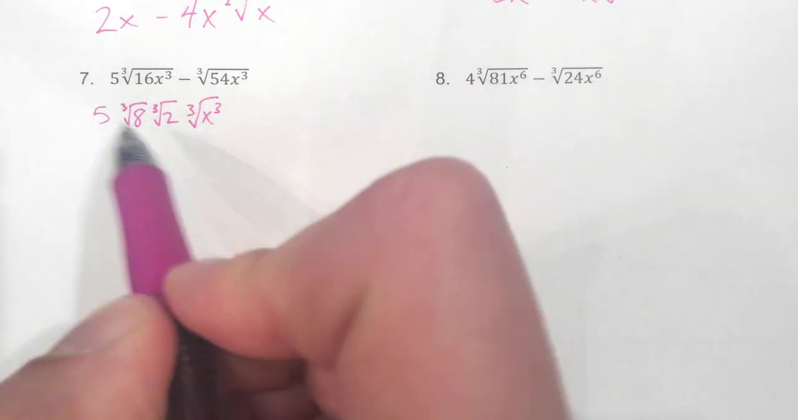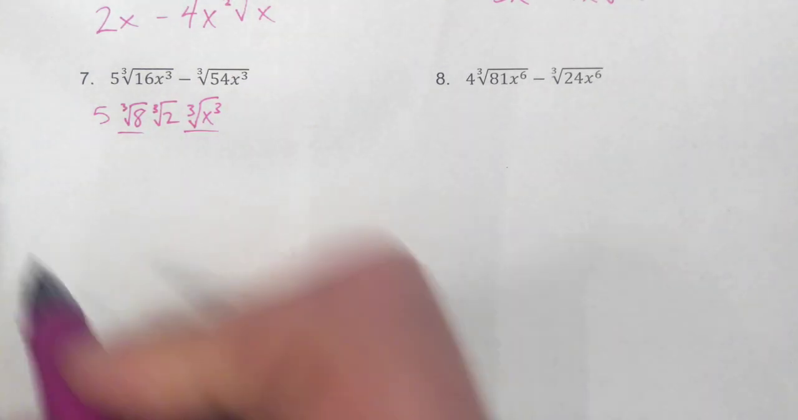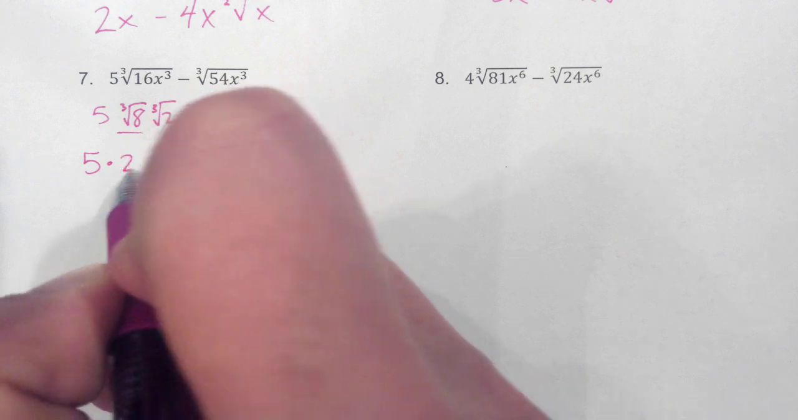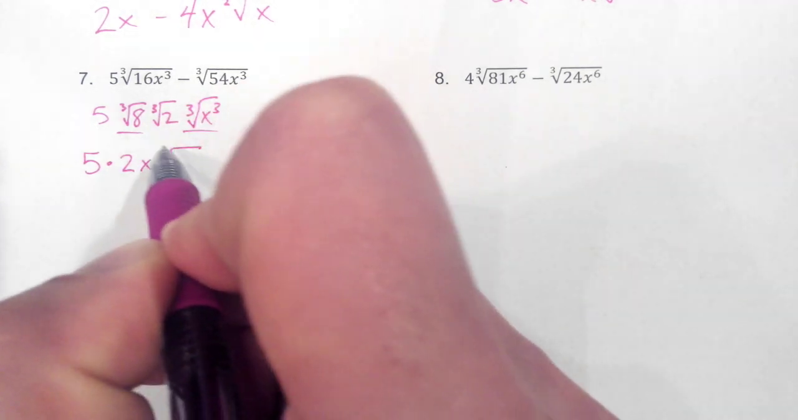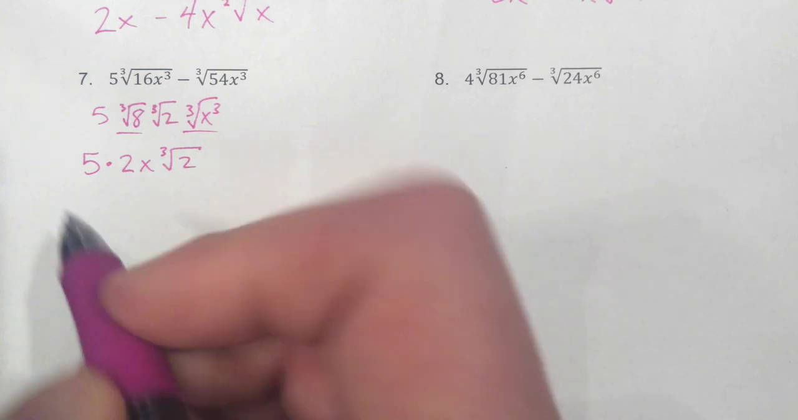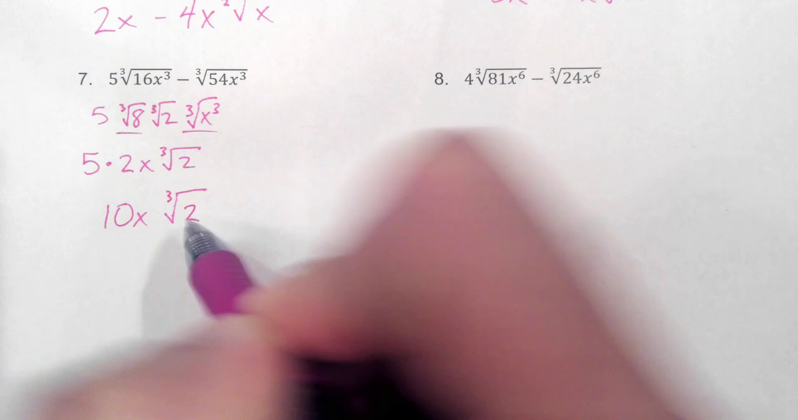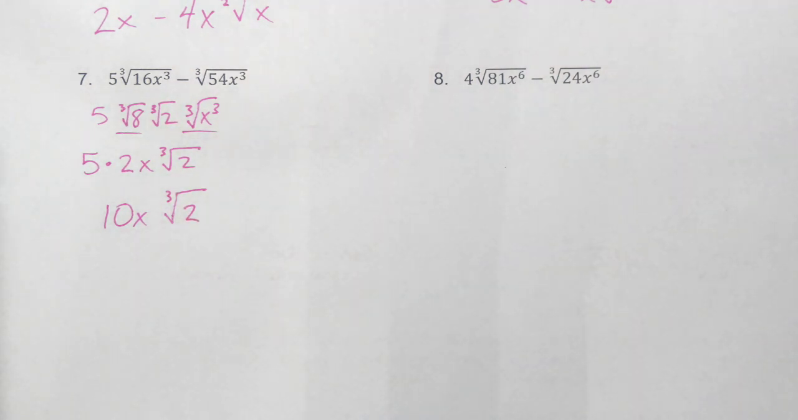We'll simplify what we can. The cube root of 8 is 2. The cube root of x cubed is x, so that's all going to turn into 5 times 2x cube roots of 2. And we can do that multiplication. 5 times 2 is 10, so 10x cube roots of 2 for the first term.